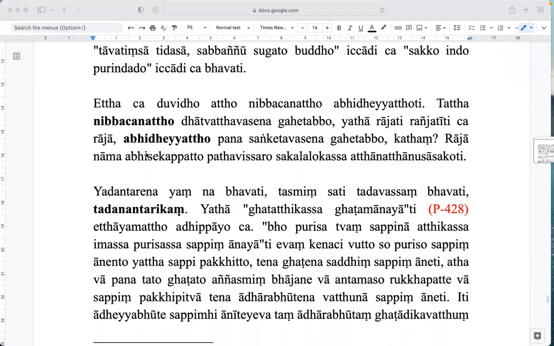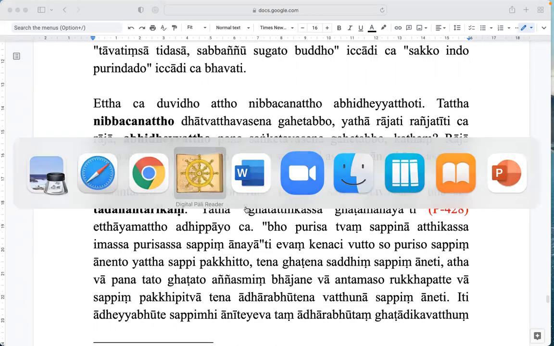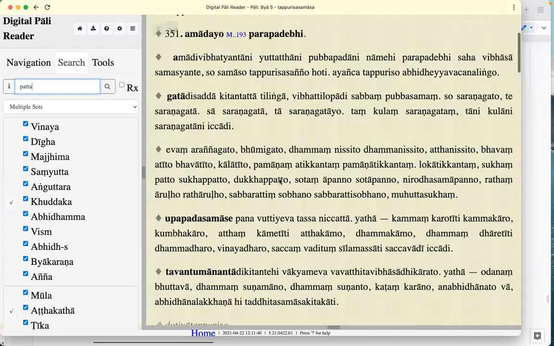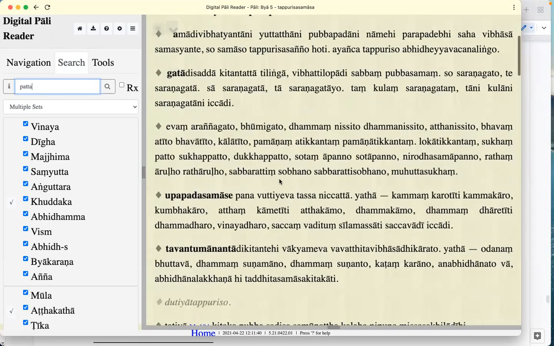Please look at the Sutta 351, Sujata. Yes, so we have A1. Aranya gada bhumengado. Bhumengado dhamma nesito, atta nesito, bhavan adido, adikanda. Loka adikanda. Sukham bhato, sukha bhato. Dukham bhato, dukham. Sotan abhano. Sukham bhato.